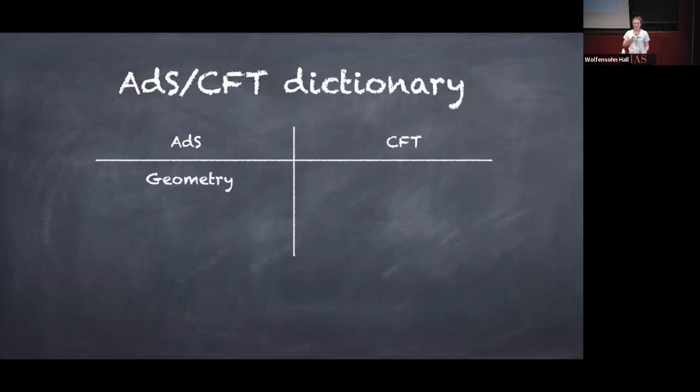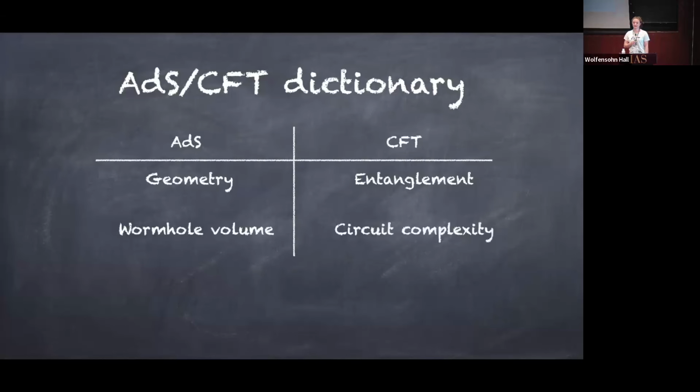The first entry is what geometry, or distance, in the AdS side maps to in the conformal field theory side. It's a very long established result in AdS/CFT that distances on the AdS side of the correspondence should map to entanglement on the conformal field theory side. A more recent and perhaps slightly less well established entry in the dictionary is that we expect wormhole volume on the AdS side to be dual to circuit complexity on the CFT side of the correspondence.